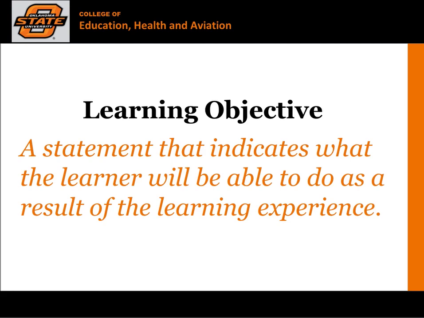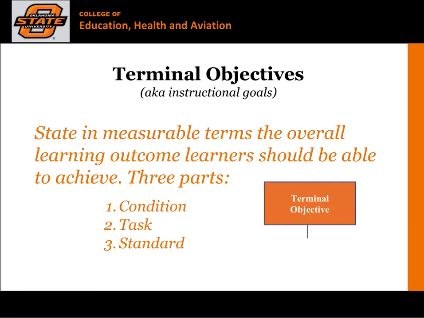There are two main types of objectives that we will talk about in this class: terminal objectives and enabling objectives. So let's start with terminal objectives. Terminal objectives are also called instructional goals, so just keep that in mind as we move throughout this course. Terminal objectives state in measurable terms the overall learning outcome learners should be able to achieve.